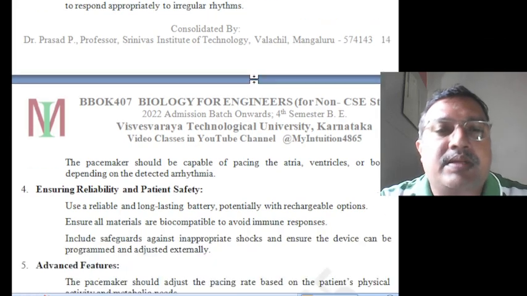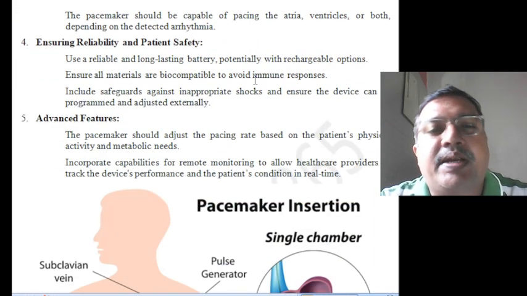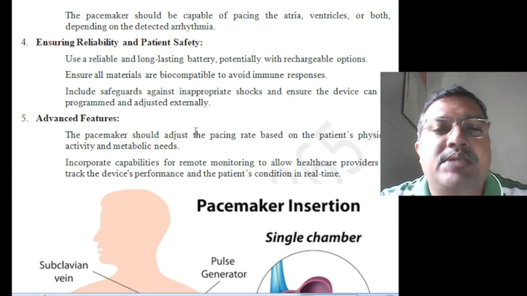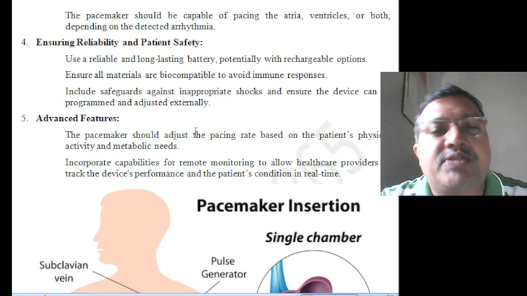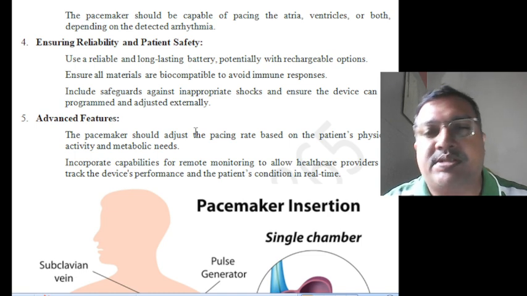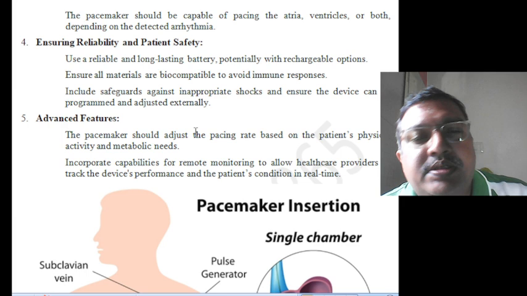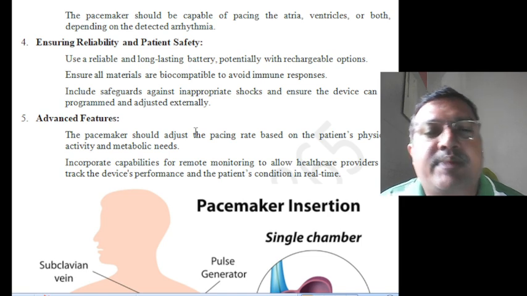Now, ensuring reliability and patient safety. Use a reliable and long-lasting battery, potentially with rechargeable options wherever possible. Ensure all materials have biocompatibility, so that our immune system will not respond to them. Avoid inappropriate shocks and ensure that the device can be programmed and adjusted externally.